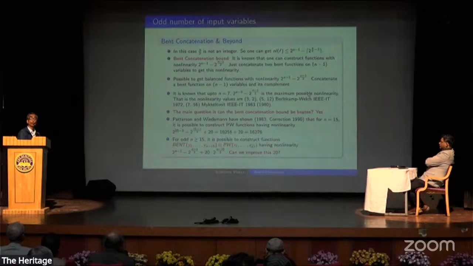But he could show that for 7 variables, you really cannot break the bent concatenation bound. And then the main question is, can the bent concatenation bound be beaten? Almost at the same time, Patterson and Wiedemann showed, yes, we can break that. They could show that above bent concatenation, you can add plus 20. This is famously known as the Patterson-Wiedemann construction.